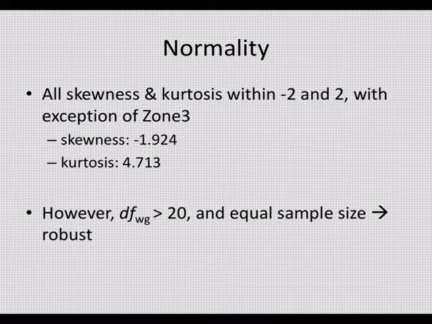However, we were able to say that because the degrees of freedom was over 20, with equal sample size and two-tailed, it's robust under normality. So we weren't really bothered by this violation.